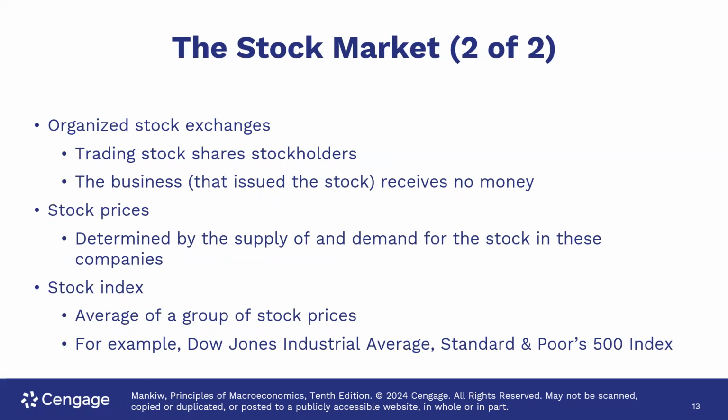For the stock market, we have organized stock exchanges. They are responsible for trading stock shares with the stockholders. The business that issues the stock receives no money. All right, so those stock exchanges, we also call a secondary market. This is a market where all different kinds of investors exchange the ownership of different kinds of firms.